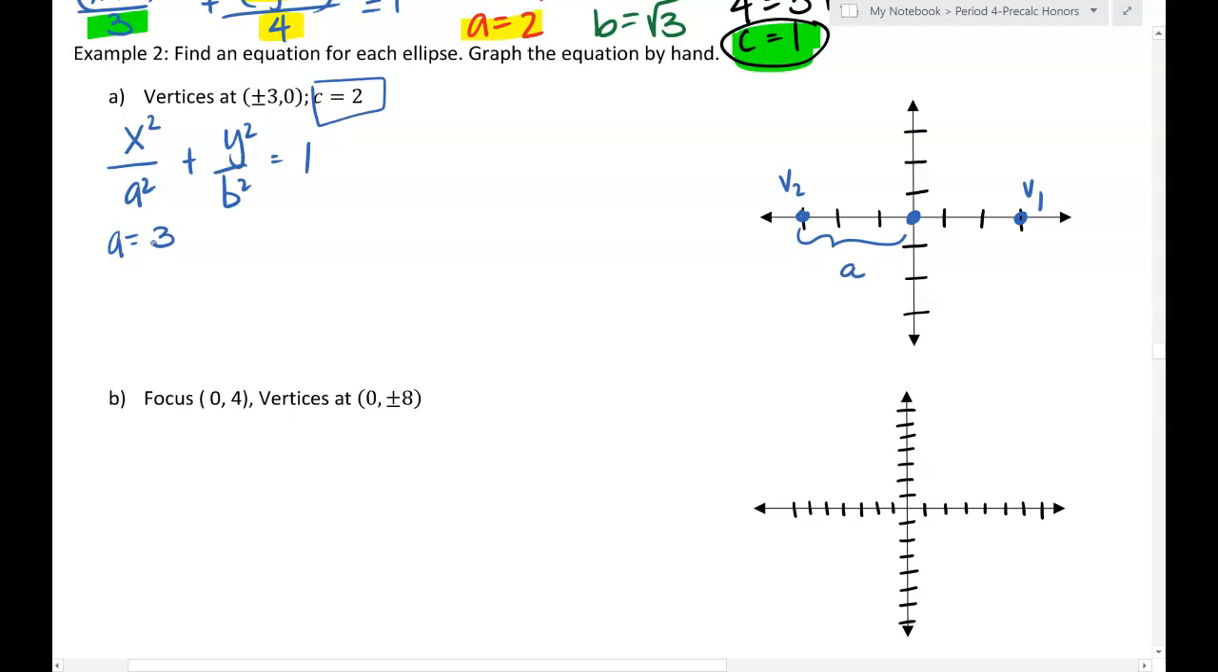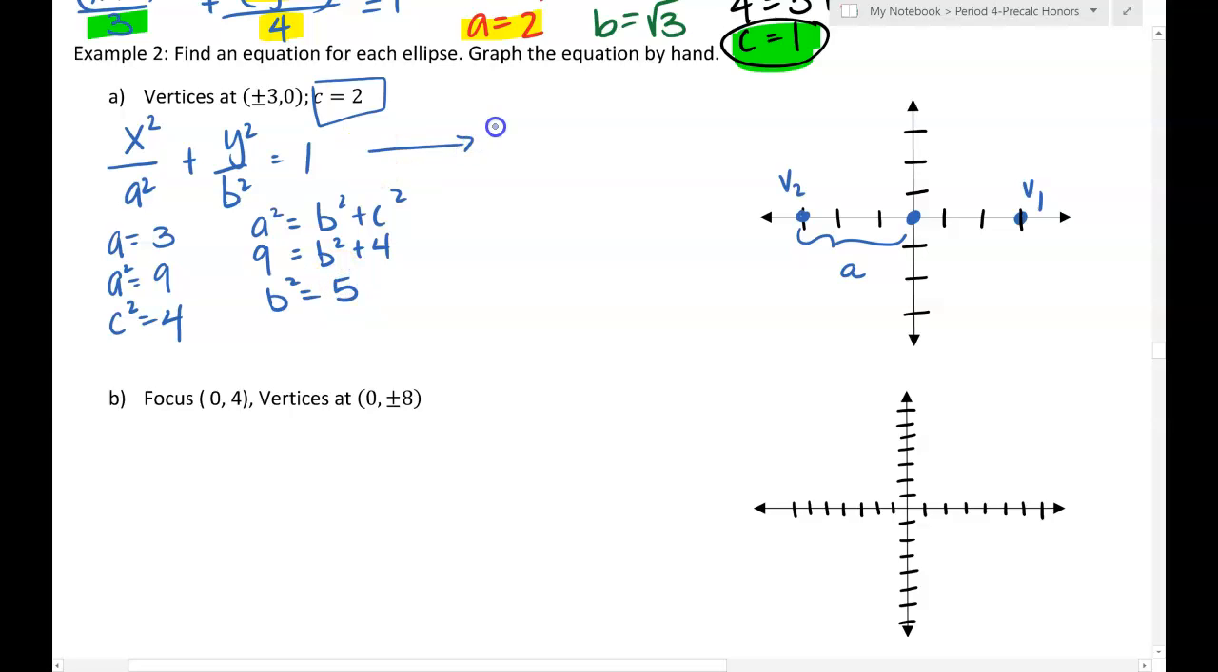So a is always half the distance between vertex 1 and vertex 2, or the distance from the center to one of the vertices. So that means a squared is 9. If c equals 2, well, I can go straight to c squared equals 4. So let's use the Pythagorean theorem for the ellipse. a squared equals b squared plus c squared. a squared is 9 equals b squared plus c squared, which is 4. That means b squared is 5.